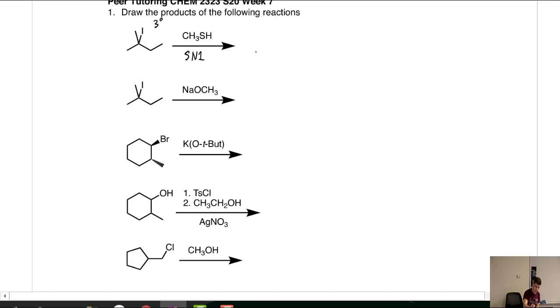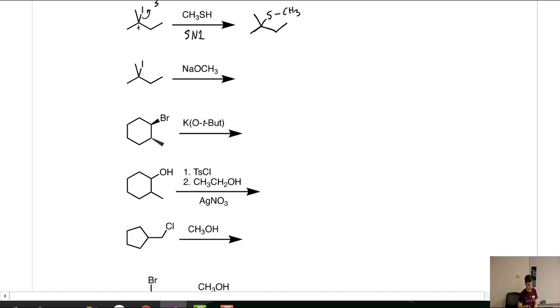So let's go ahead and draw the SN1 product here. Right, and that happened because this iodine is just going to spontaneously leave. We're going to get a tertiary carbocation there, and then the sulfur is going to attack. All right, let's move on to the next one.